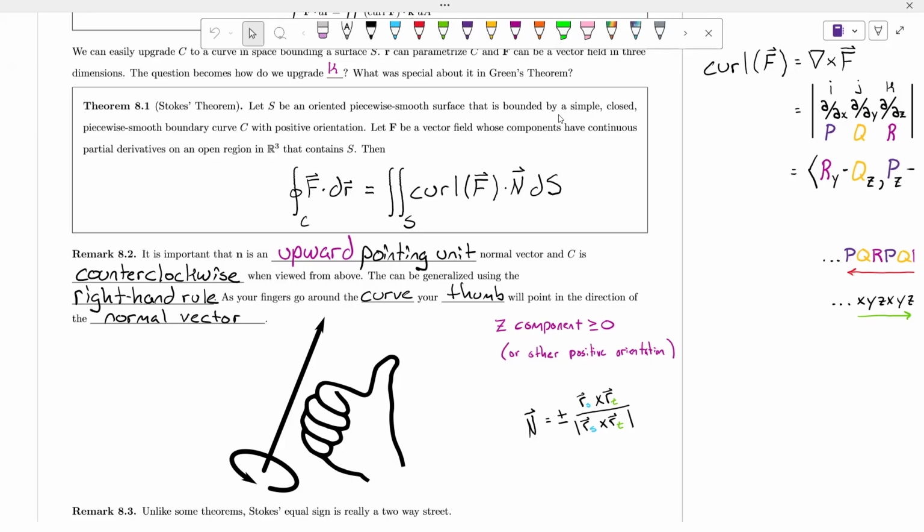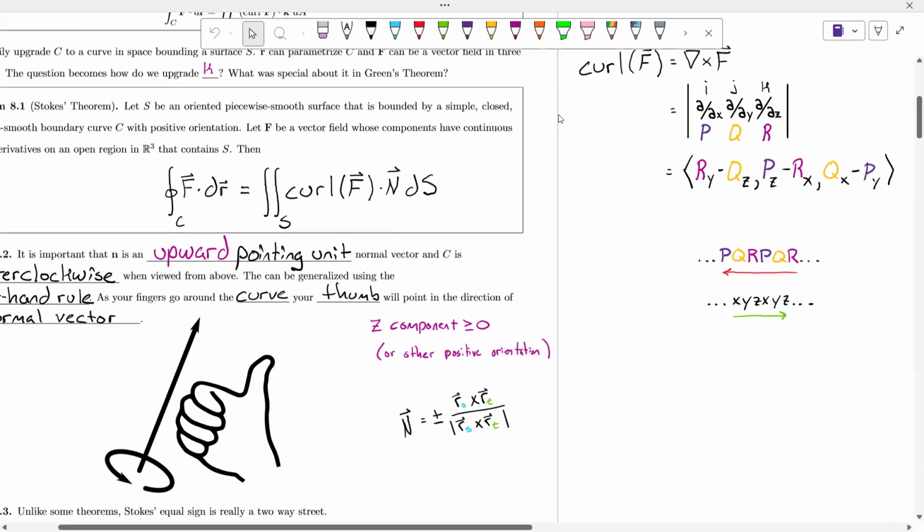Something like a positive or negatively oriented curve. If you do that, stick your fingers in the direction of rotation, your thumb will point in the positive direction. So we're going to use this curling right hand rule to determine the correct or the positive orientation for our normal vector.